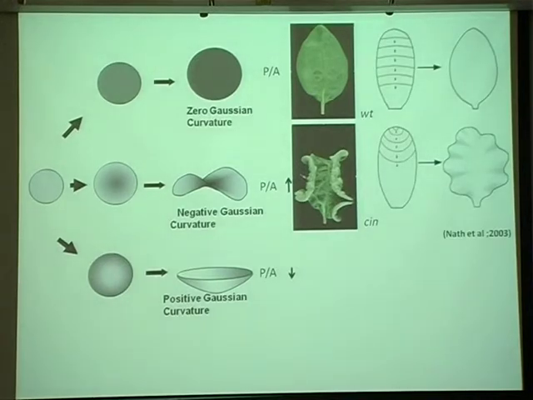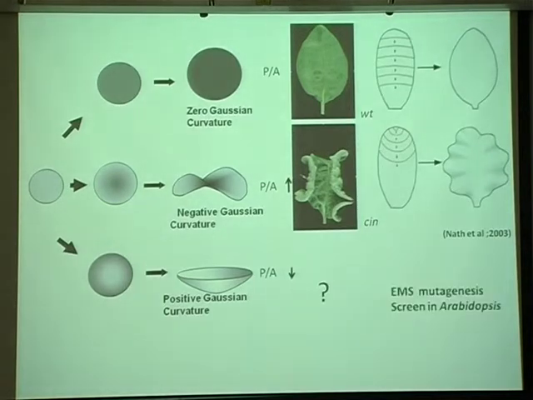And this is what is shown in this cartoon. So the question would be, are there genes which control the opposite, which can control positive Gaussian curvature, which makes sure the leaves are flat? So I started with this.